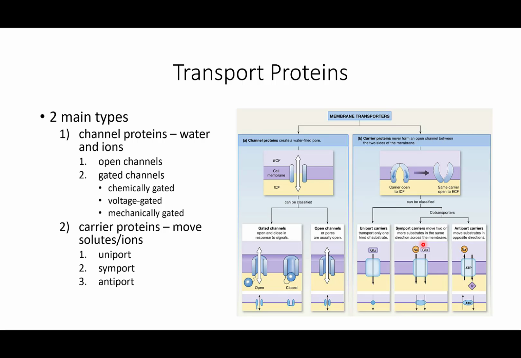Carrier proteins can move solutes in a couple of different ways. We can have what's called uniport carriers, which transport only one kind of substrate in one direction. Symport is where we move two or more substances, but again in the same direction. And antiport is where we move substances in opposite directions, so one comes in and the other goes out.